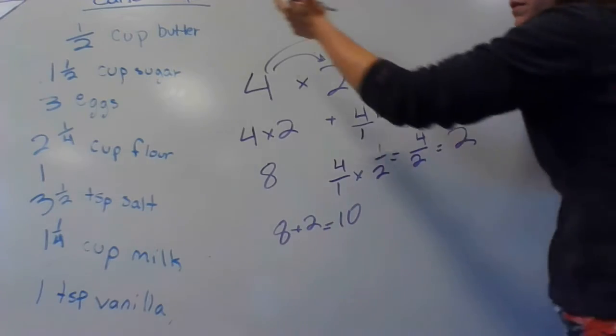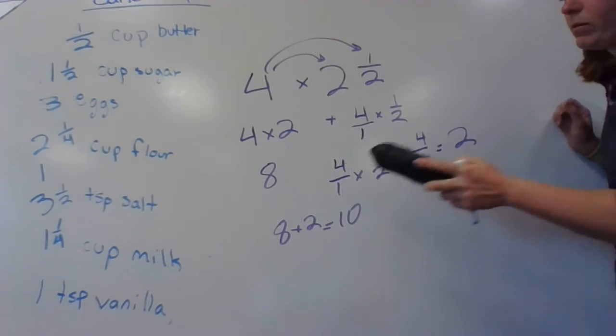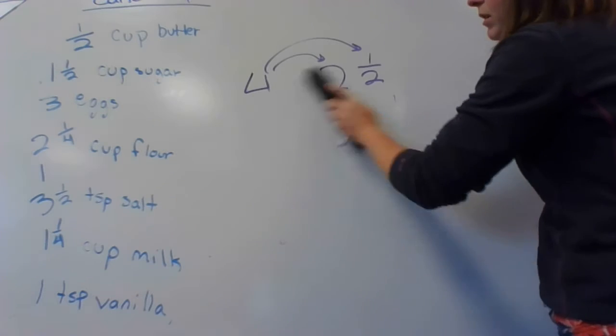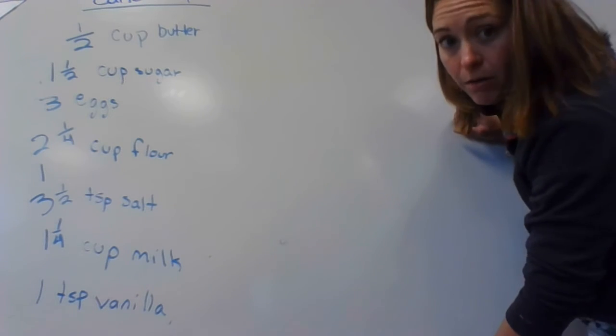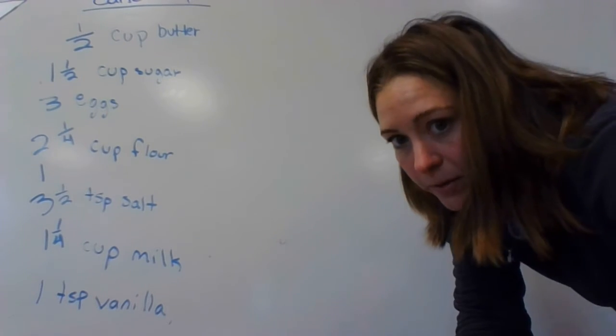So we're going to do that with all of our mixed numbers over here. And we'll say that we're multiplying them by, I don't know, maybe 3. Maybe I want to make 3 cakes rather than just 1 cake. Can everybody see all of those?